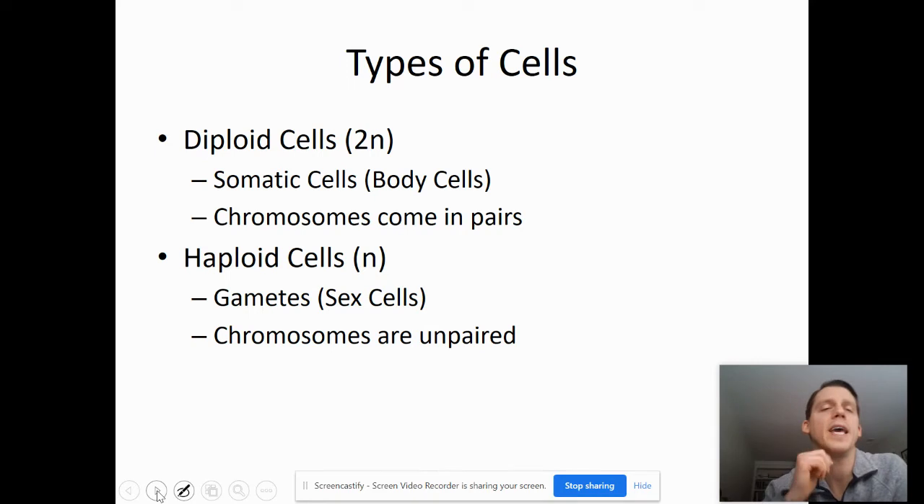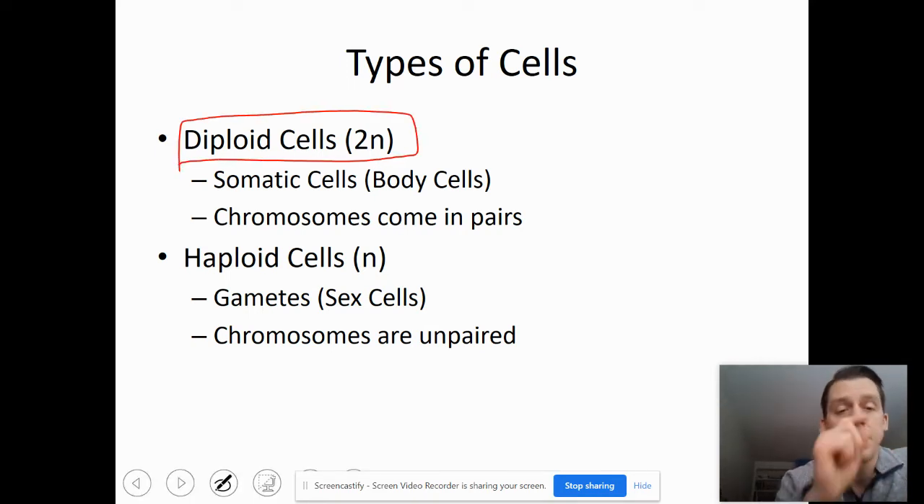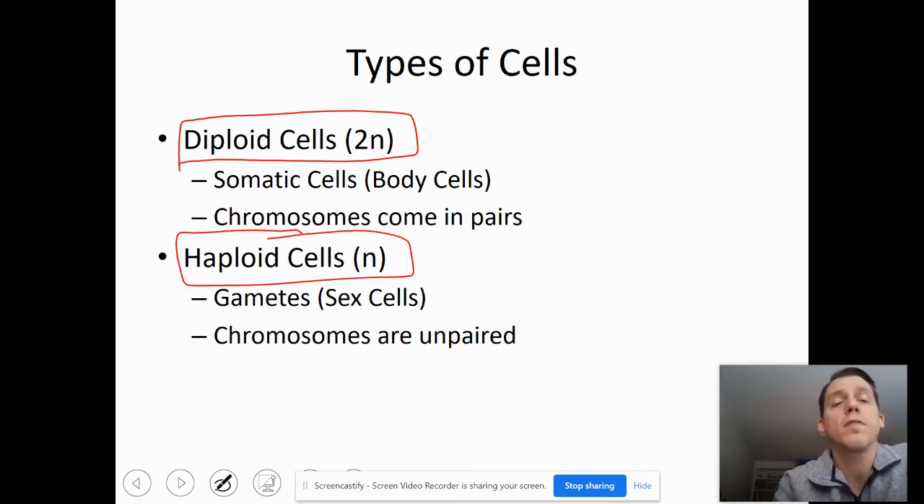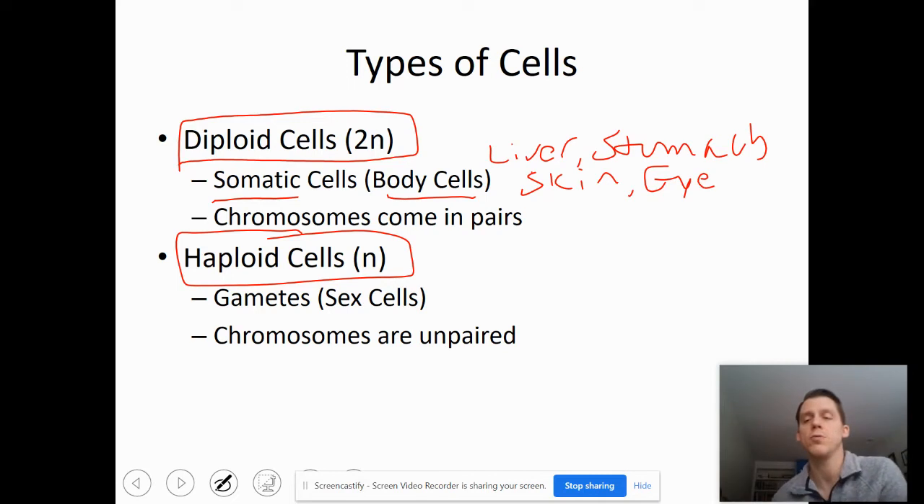So we have, again, let's compare even more. We have diploid cells, 2N, and we have haploid cells, just N. Diploid cells are found in somatic cells. That's also known as body cells. So that's your liver, your stomach, your skin, your eye cells, etc. Most of your body cells have their chromosomes in pairs.